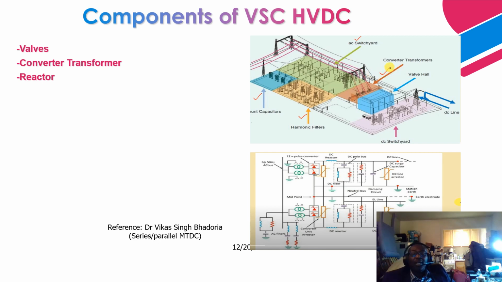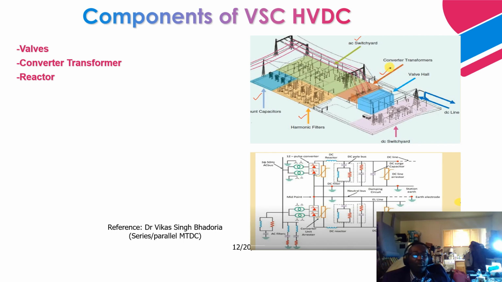Next are converter transformers. What is the purpose of these converter transformers? They provide isolation between the AC and the DC side. They also provide the required voltage. They step up or step down the voltage required by the converters located in this valve hall to achieve the required DC voltage.